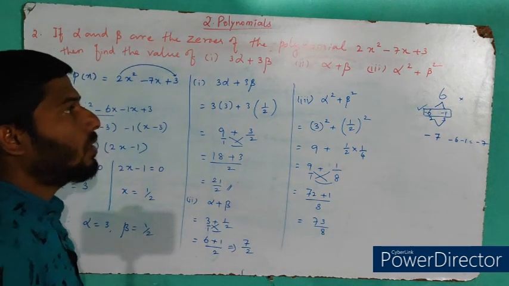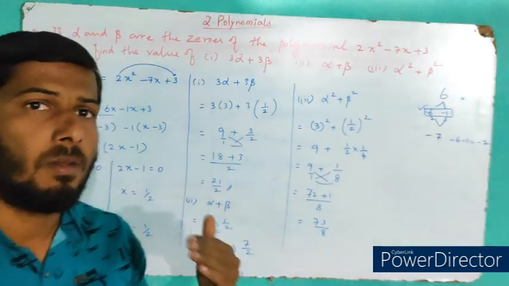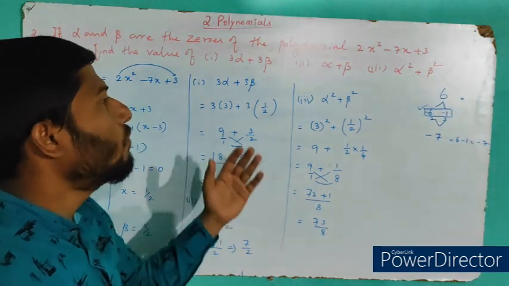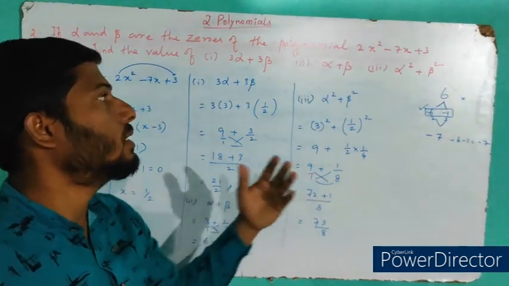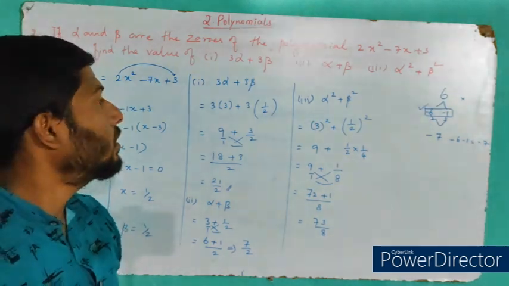See, in this model not only this, they will ask you to find many such terms, but the main concept, if you see, is that we have to find the zeros first, and after finding the zeros, whatever is given in the question, we can solve that. Hope that you understand this.